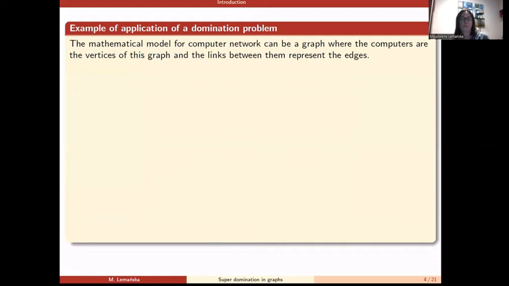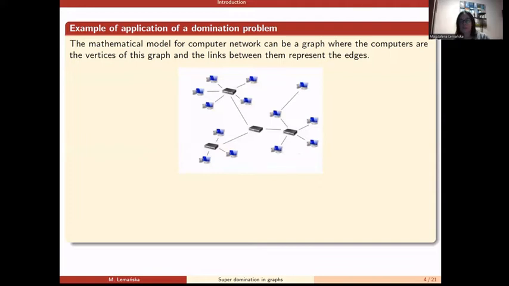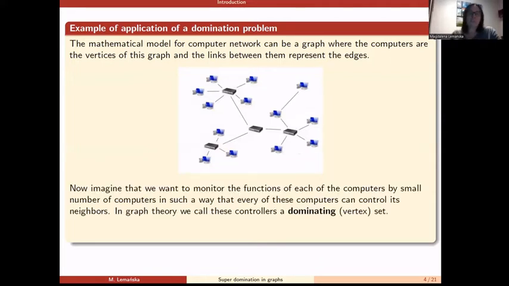I would like also to show you an example of an application of a domination problem. We can consider a computer network, and the mathematical model for this network can be a graph, where the computers are the vertices and the links between them are the edges. Here we have a picture. Imagine that we want to monitor the functions of each of the computers by a small number of computers, in such a way that each of these computers can control its neighbors. In graph theory, we call these controllers a dominating set.